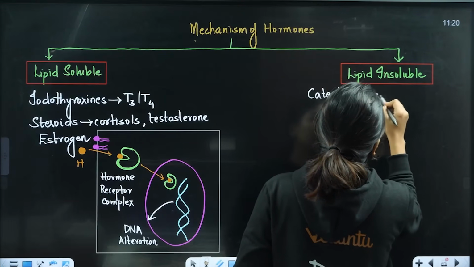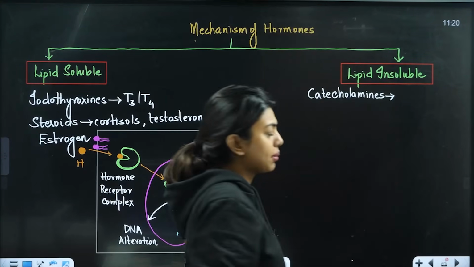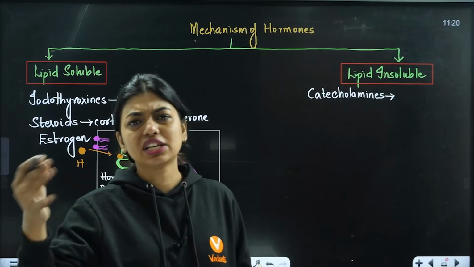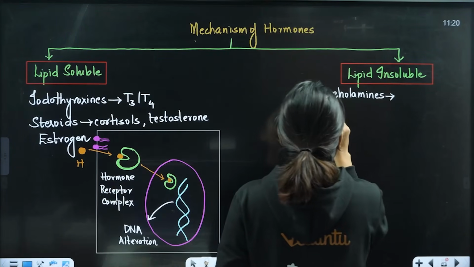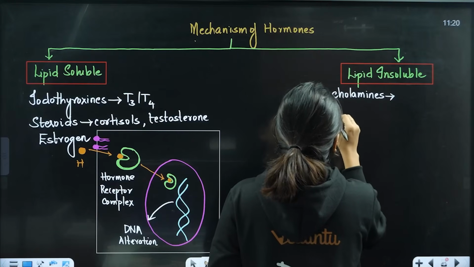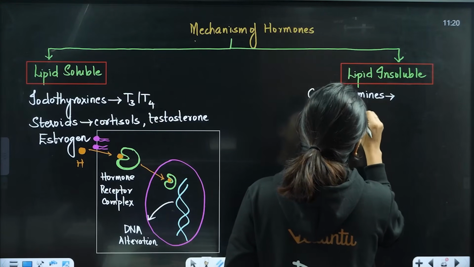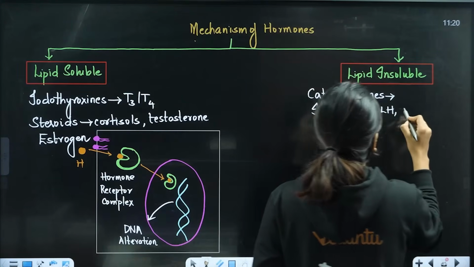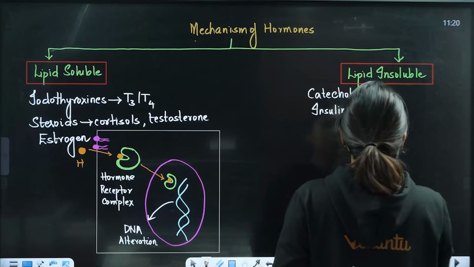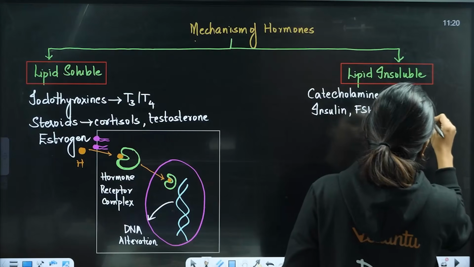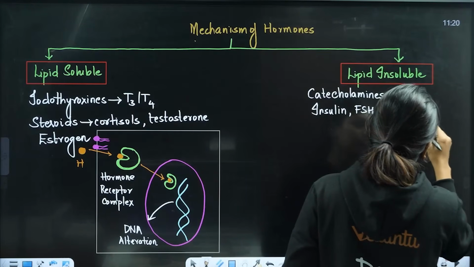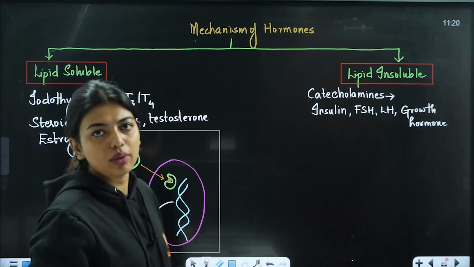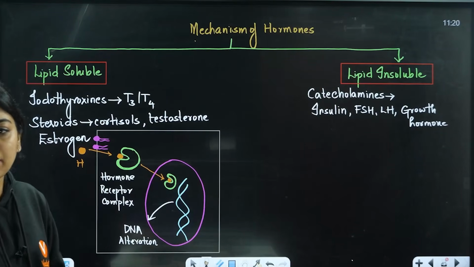Okay, adrenaline, noradrenaline, all these catecholamines will come into place. Other than that, growth hormone, insulin, FSH, LH, all of these. Okay, these are basically water soluble ones. This will not be lipid soluble, right?